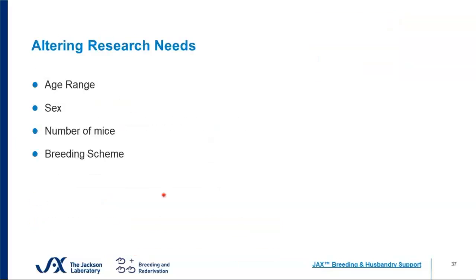Okay, now that we've gotten through that, what I want to do is go through looking at these parameters and these research needs, the age range, the sex, the number of mice, and the breeding scheme, and see how they can affect the colony size for this strain so that you can see how the decisions you make are going to affect your colony.